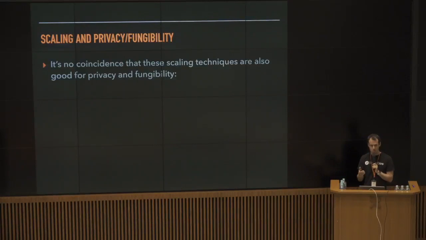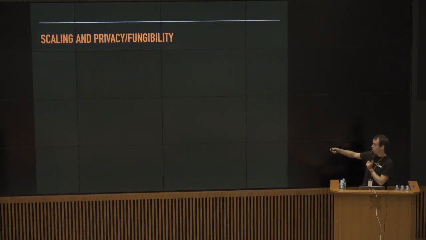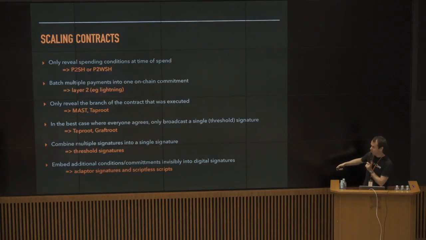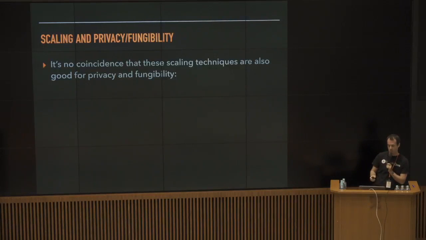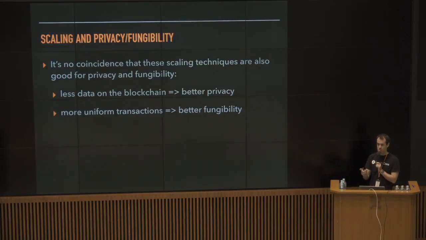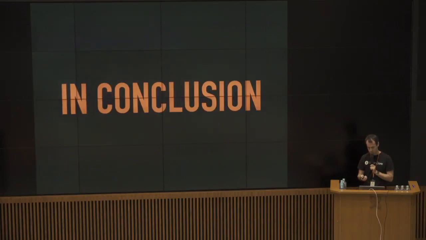So it's no coincidence that these technologies that I talk about here, P2SH, Lightning, MAST, Taproot, Graftroot, threshold signatures, are good for scaling, but they're also good for privacy and fungibility. Less data on the blockchain means better privacy for the people transacting, and transactions that look the same or uniform transactions are better for fungibility.